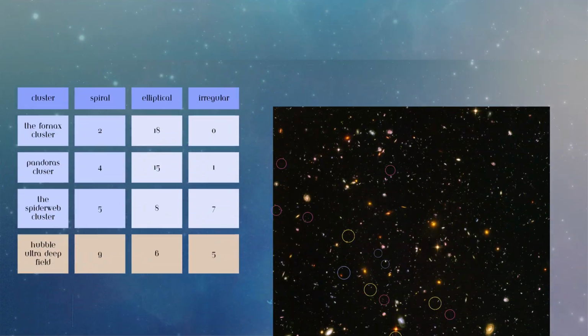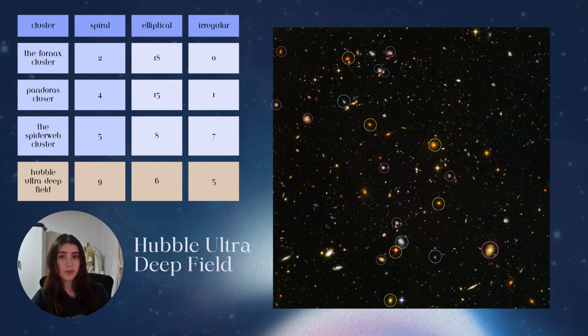galaxies. Now we will compare these clusters to the Hubble Ultra Deep Field image, which reveals thousands of galaxies both near and extremely far away, thus showing galaxies at different stages of their evolution. Here we see 9 spiral galaxies, 6 elliptical galaxies, and 5 irregular galaxies from a sample of 20.